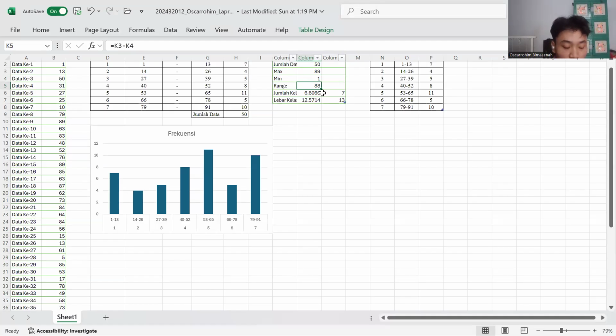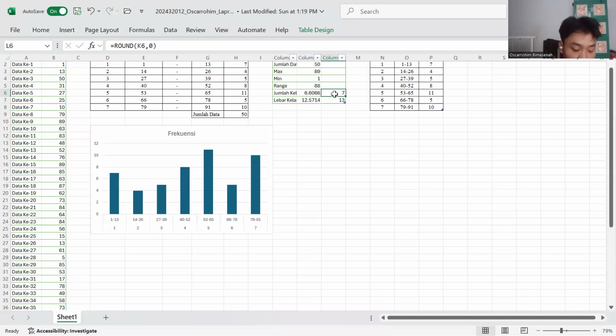For the number of classes, to determine how many groups or classes the data should be divided into, I use the formula here. The result was approximately 6.64, which I round up to 7 classes.